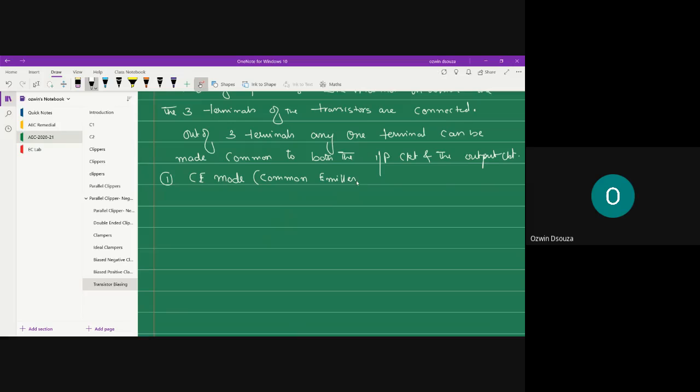CE stands for common emitter. What is the meaning of common emitter? The emitter terminal is common for both the input circuit as well as the output circuit. So the circuit goes like this. In the case of common emitter, the emitter terminal is taken as the common terminal for the input circuit as well as the output circuit, the collector terminal is taken as the output terminal, and the base terminal is taken as the input terminal.